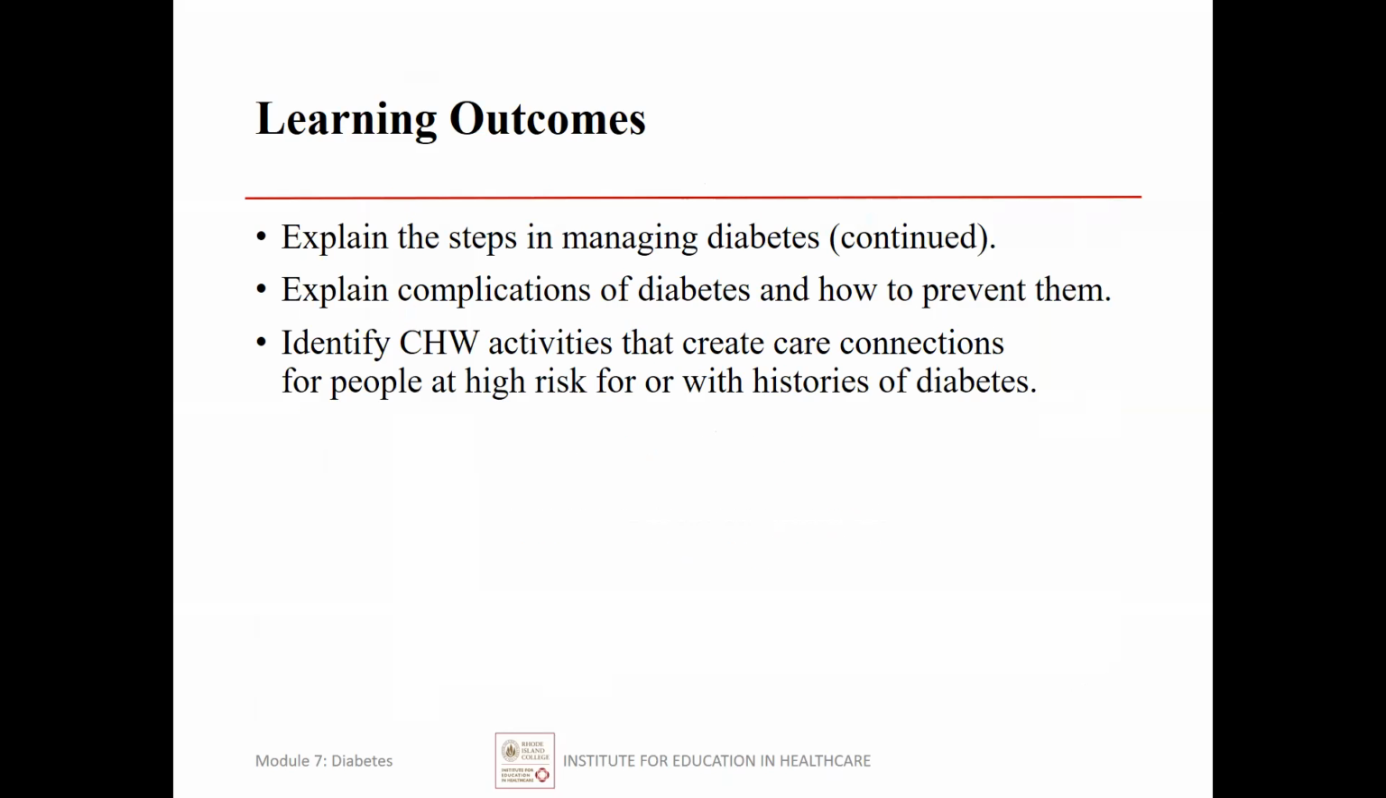Learning outcomes for this mini module. We're going to continue to learn how to explain the steps in managing diabetes, explain complications of diabetes and how to prevent them, and identify community health worker activities that create care connections for people at high risk for or with a history of diabetes.